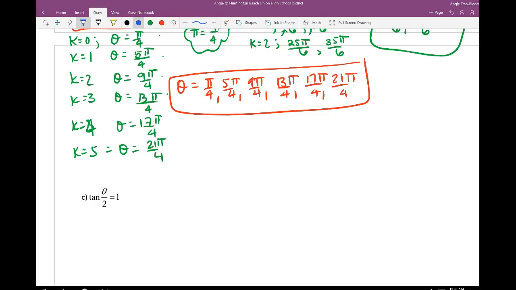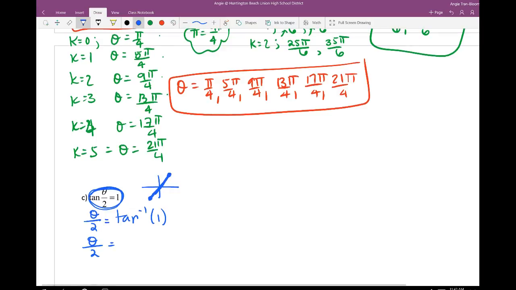Tangent of theta divided by 2 equals 1. So similarly, I'm going to do composing tangent inverse. Remember, the original is normal trig, no restriction. Tangent is positive in quadrants 1 and 3, right? So the question is, theta divided by 2 is what? What angle in quad 1 is going to give me tangent of 1?